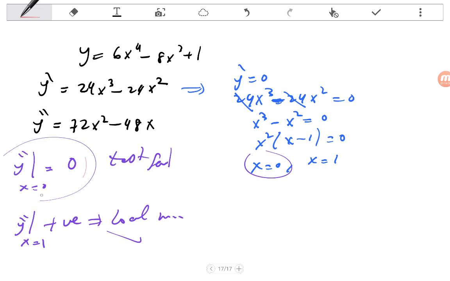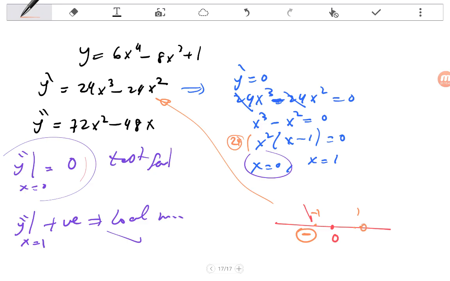How would I know the classification of the function at x equals 0? I will just return to the first derivative test. So I check the derivative to the right of 0 and to the left of 0. I check, for example, negative 1, and I substitute in the first derivative. That will be 24 times all of this, and 24 is positive, so at negative 1 it will be negative.